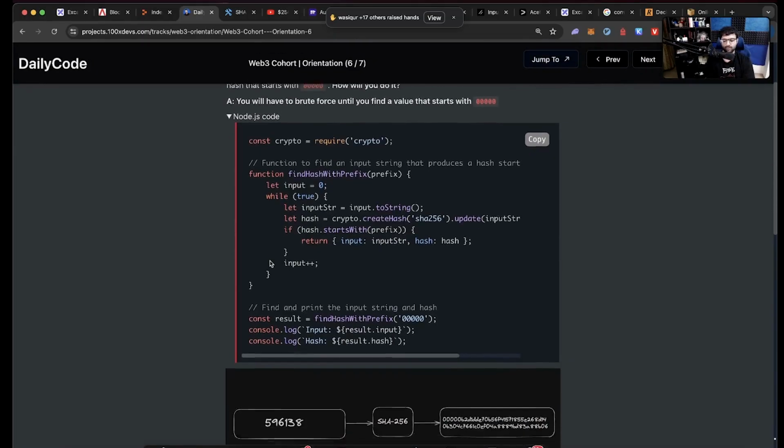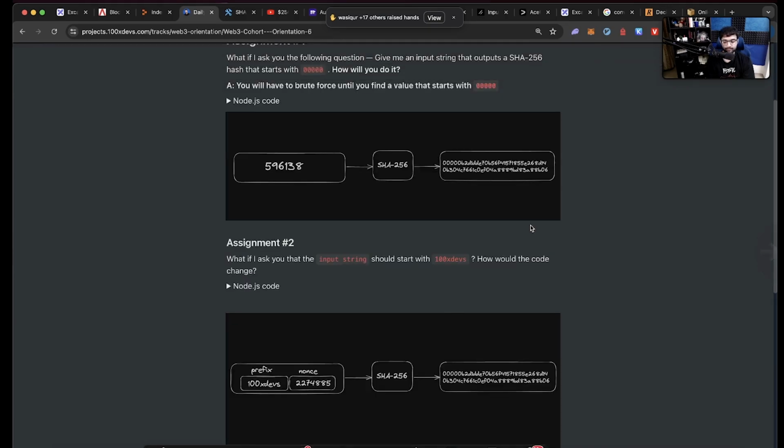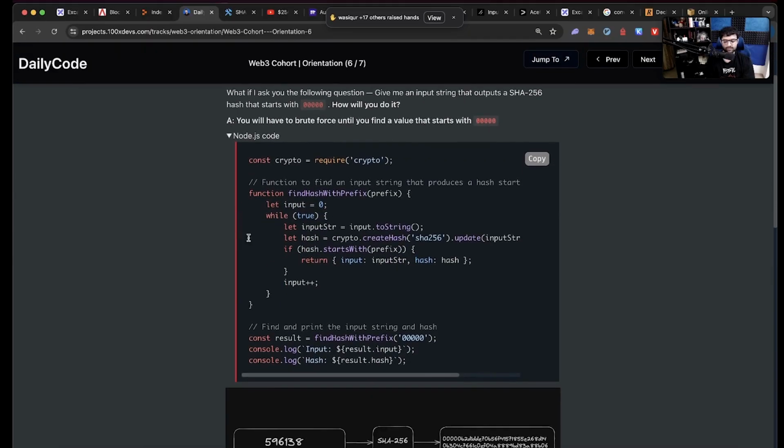What was the solution to problem number 1? We are infinitely iterating over 1, 2, 3, 4, 5, 6 like that, trying to find a string that starts with 0, 0, 0, 0, 0. This comes as an input. We check over here: does the hash start with the prefix? If it does, we return it immediately. That is how we've solved the first problem.